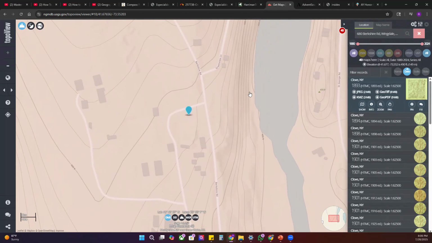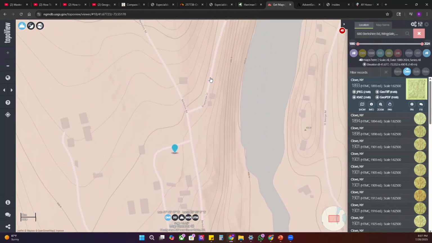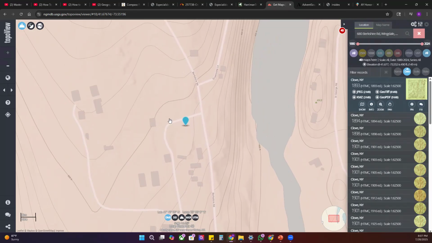So this is Cambridgeshire, right? This is an application, a website that I found online. And I just put the address right here, 680 Bakeridge Road. And we see this is Berkshire. You have here Berkshire Road. You have here that little path that goes up to Montana and Minnesota. We have the lake here, right?